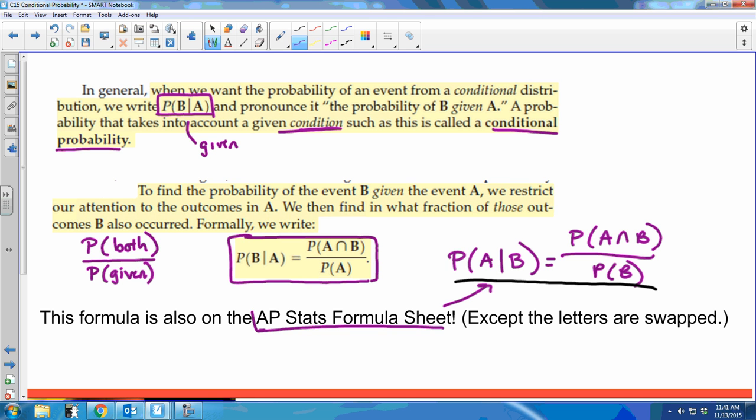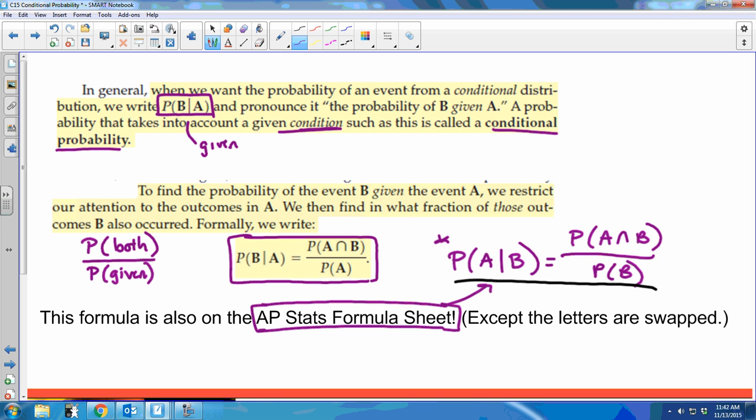You have to use this formula on the AP exam. I can almost guarantee you'll have to use it once. So it's on the formula sheet. It just has the letters reversed. It means the same exact thing. All right. So the one in purple is the same exact thing, just what's on the formula sheet. Do you have access to that during quizzes and tests?